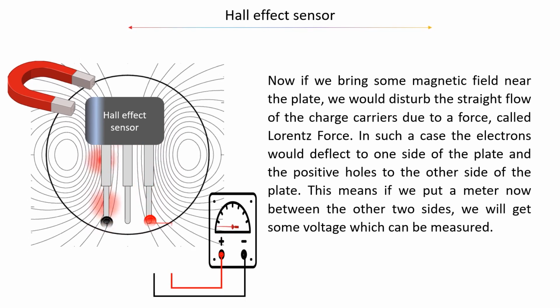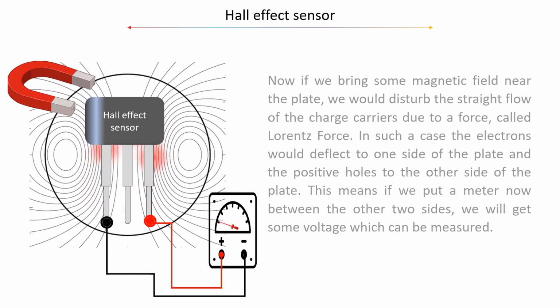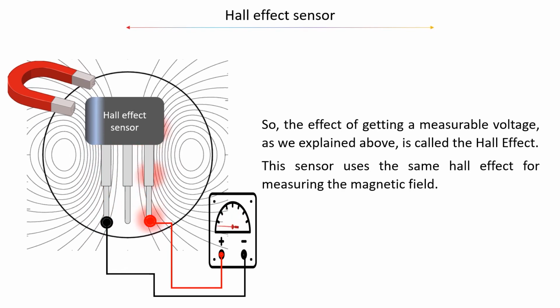This means if we put a meter now between the two sides, we will get some voltage which also can be measured. So the effect of getting a measurable voltage, as we explained above, is called the Hall effect. This sensor uses the same Hall effect for measuring the magnetic field.